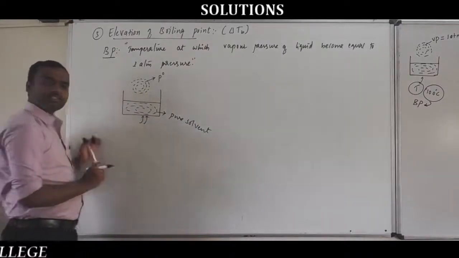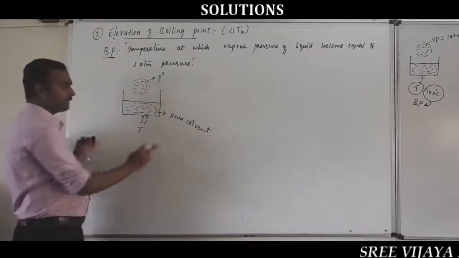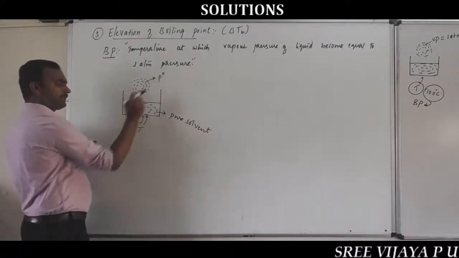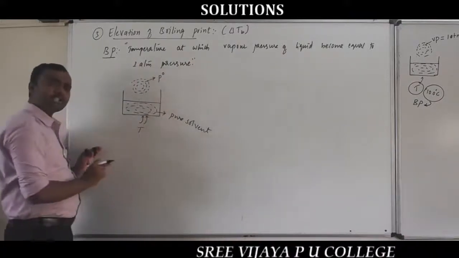So solvent, heat it. At a particular temperature, the vapor pressure increases as you heat it, because more vapors form. The vapor pressure of the pure solvent, I have taken as P0.